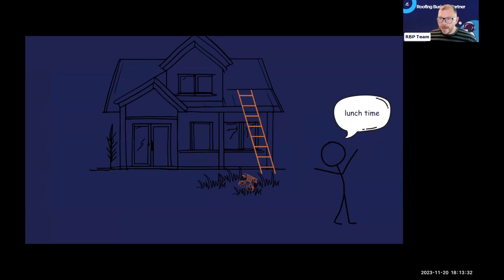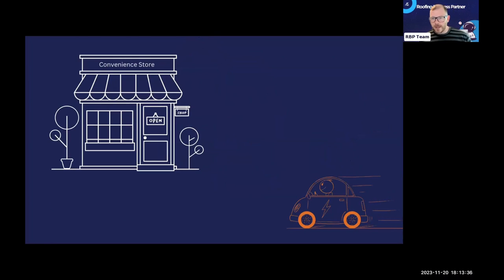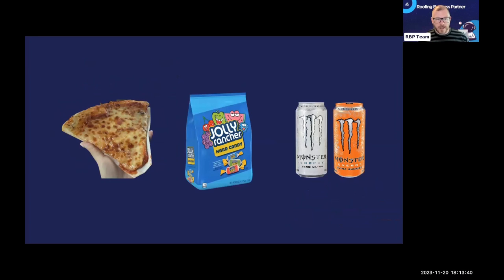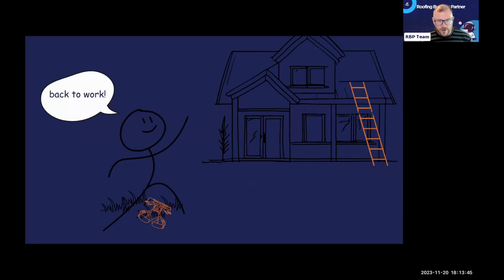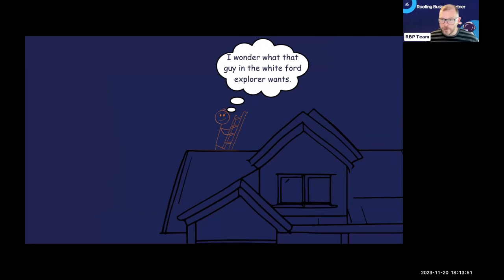And yet, in the middle of the day, we all know what happens. Roofers come off the roof, they go for lunch, and they drive to the convenience store to pick up their textbook gas station pizza, Jolly Rancher candies, and two Monsters. And then they drive back to the site, step right over their fall arrest right here. And then they climb back up on the roof and they get to work. And all of a sudden, there's an OSHA cop on site. And Buddy's going, I wonder what that guy in the white Ford Explorer wants.